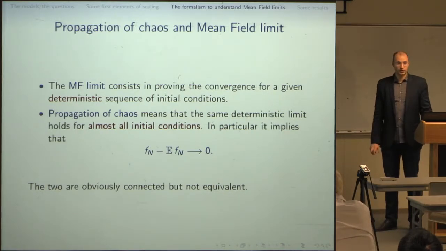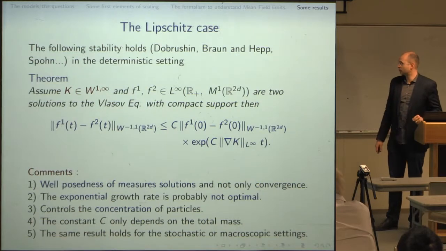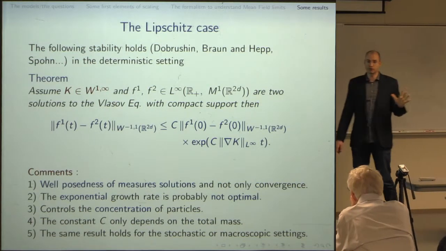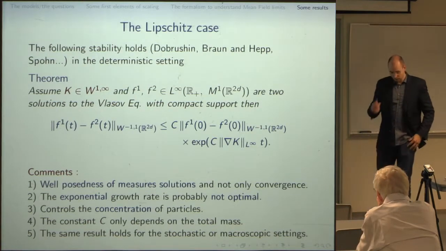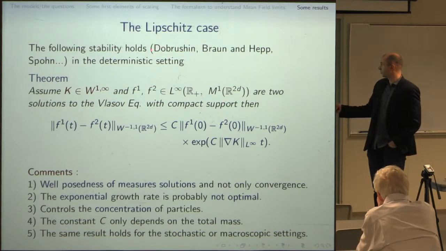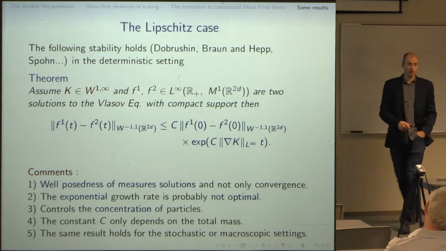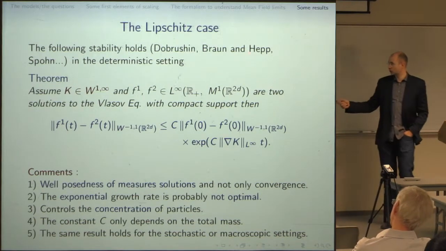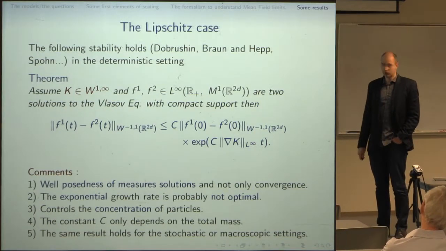Is everything okay till now? Okay, so the last part where I'm going to go a little bit fast, I wanted to show to you at least a few results there. Very classical ones. So the first one is the oldest. It's due to Dobrushin, Braun, and Hepp, and it was formalized very nicely later on by Spohn. And so this is 77. Gives you the order of magnitude. And it's the Lipschitz case.